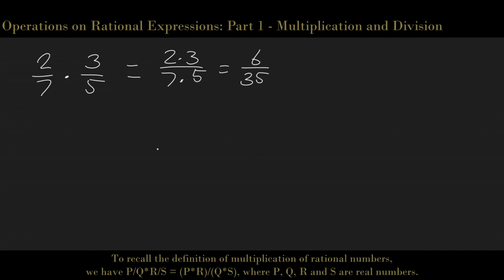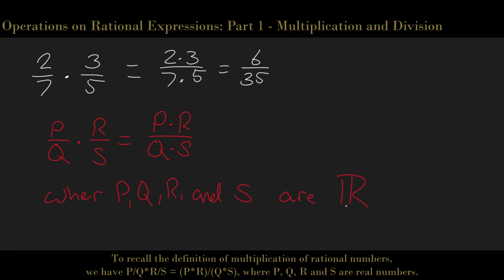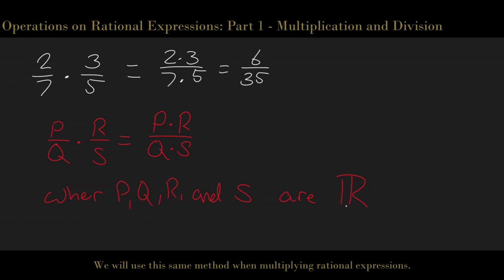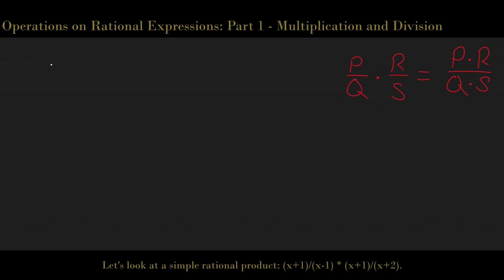To recall the definition of multiplication of rational numbers, we have P divided by Q times R divided by S equals P times R divided by Q times S, where P, Q, R, and S are real numbers. We'll use the same method when multiplying rational expressions. Let's look at a simple rational product.